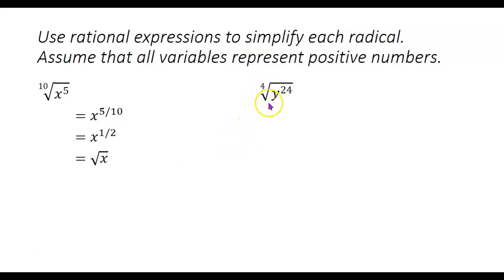How about the 4th root of y to the 24th power? How would you write that as just y to some rational exponent? It would be y to the what over what power? Well, it would be y to the 24 over 4 power. But what is 24 over 4? It's 6. So we end up with y to the 6th power.